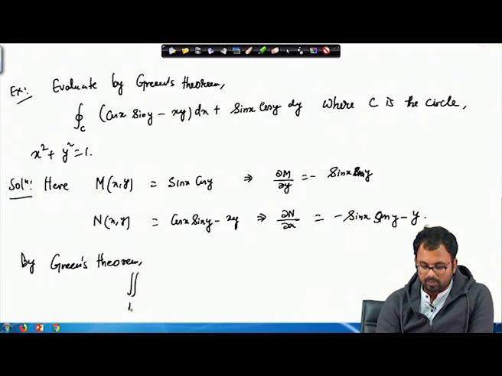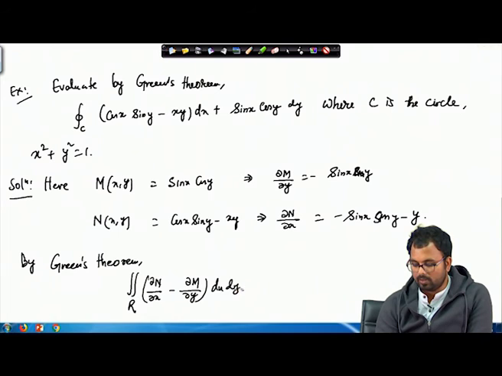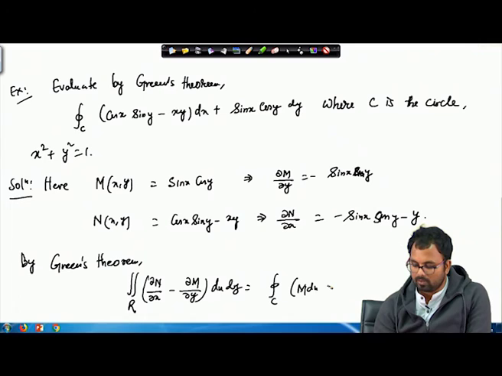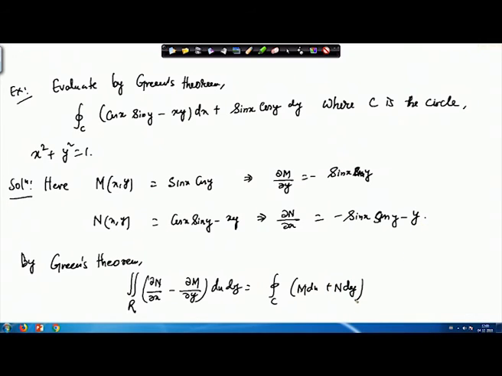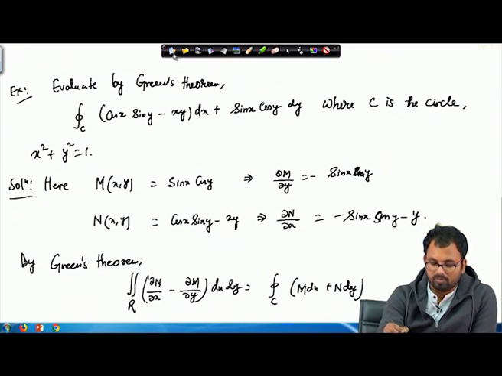So, therefore, by Green's theorem, we have over region R, del n del x minus del m del y, dx dy, equals the line integral m dx plus n dy. So, del n del x is minus of sin x sin y minus y, and this one is plus sin x sin y. So, you see we will basically obtain a very simple expression to solve. Instead of working with this complicated one, we will obtain a very simple expression to work with.